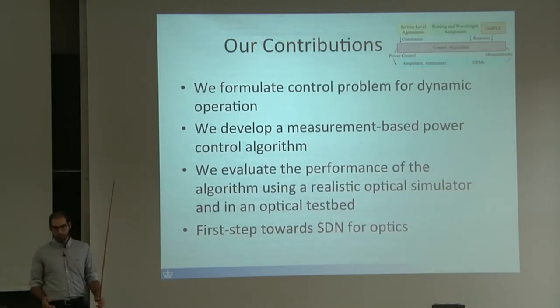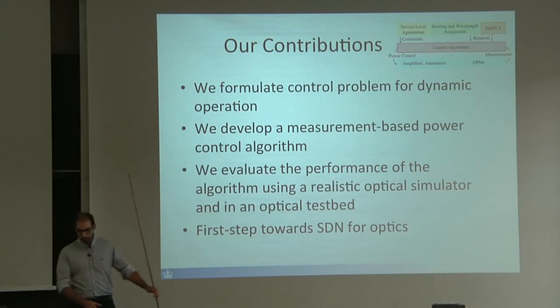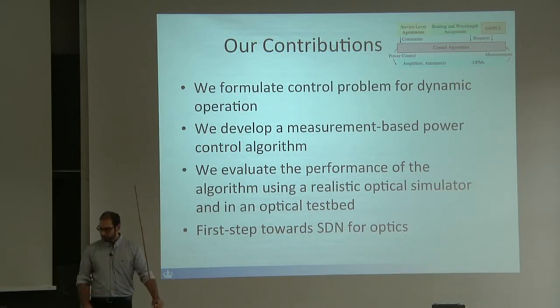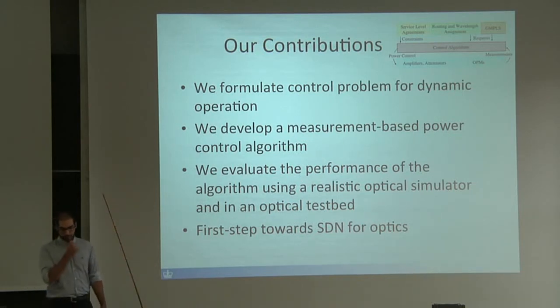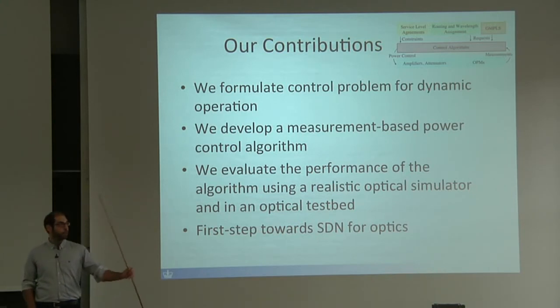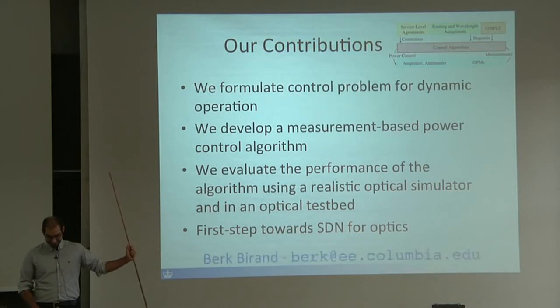So finally, our contributions are as follows. We formulated the control problem. We developed the algorithm to solve it. And then we evaluated this on simulations and on a testbed. We feel this is a first step towards an optical SDN for optical networks that should work with input from the higher layers. I think there's a big disconnect between the optics in the lower layer and the higher layer algorithms, and work like this could help converge the two using this SDN architecture. So that's me. Thank you.